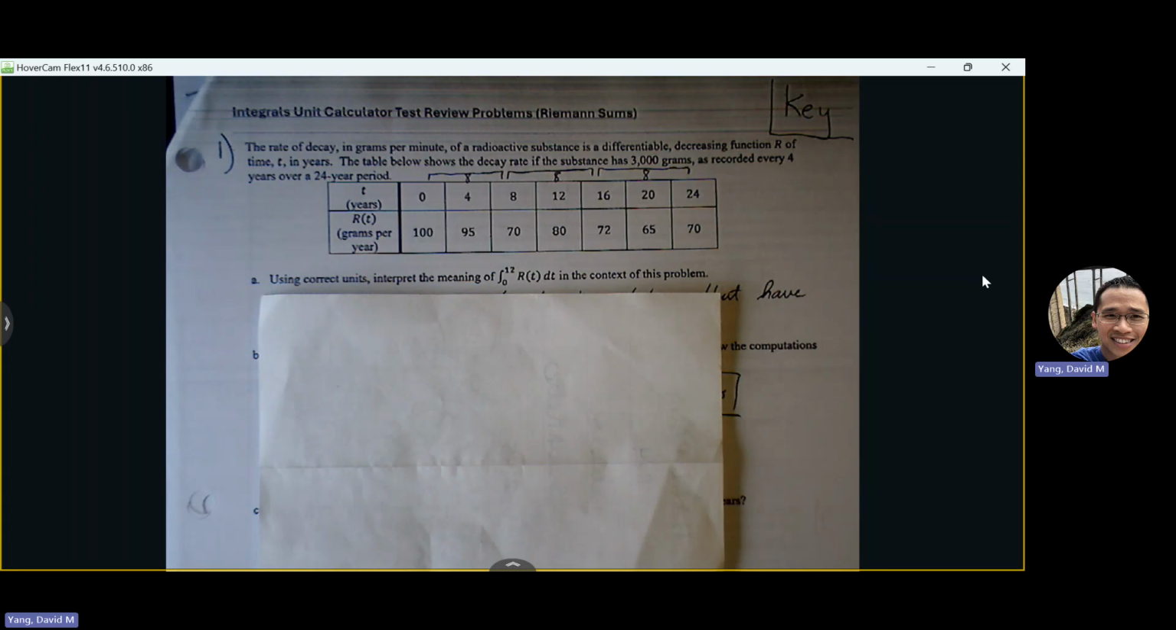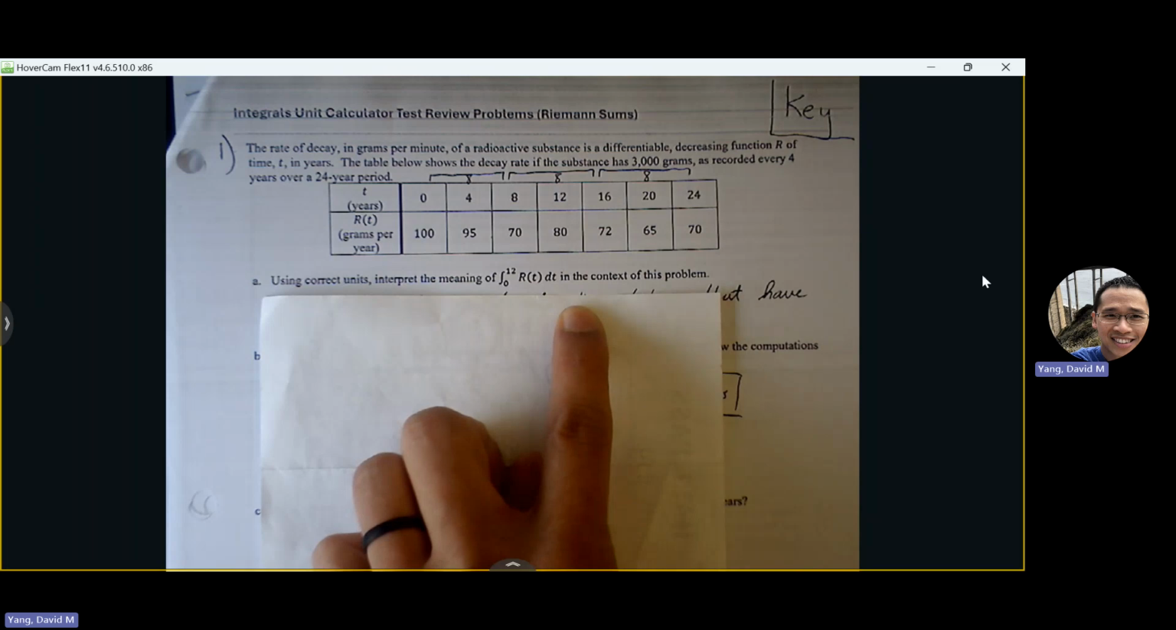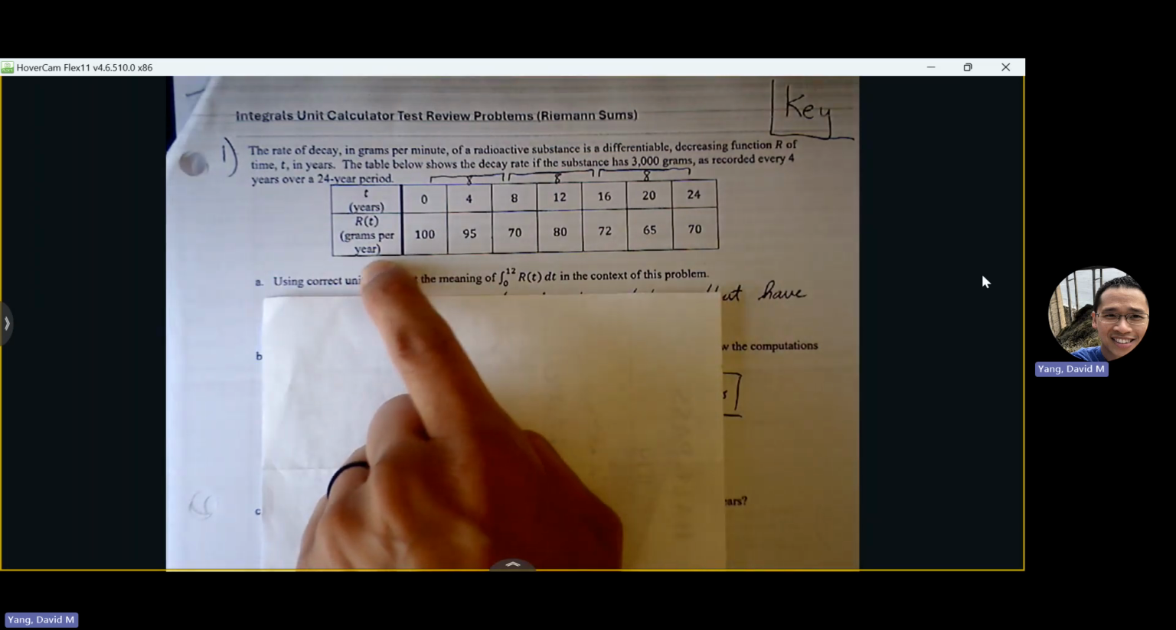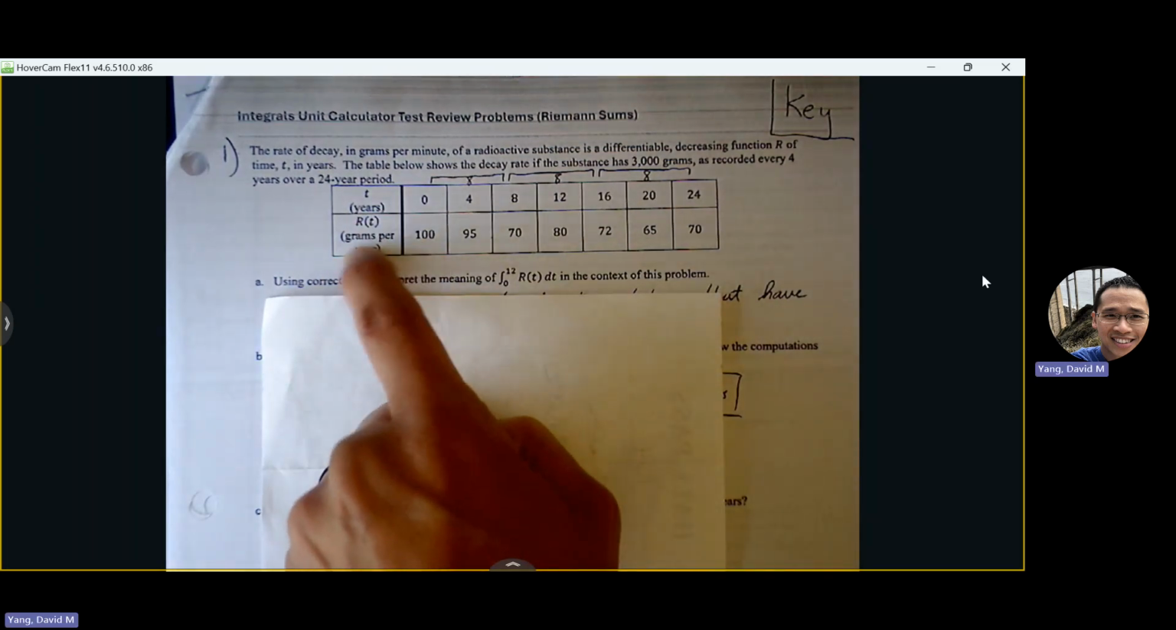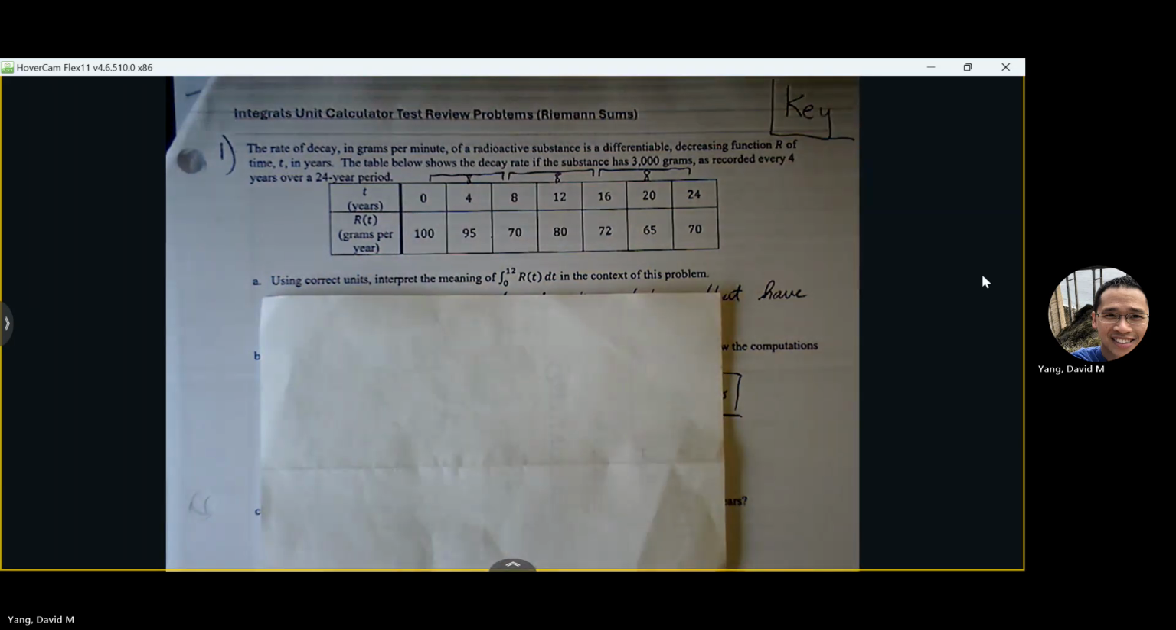So part A, it says, using correct units, interpret the meaning of the integral from 0 to 12 of R of t dt in the context of this problem. Now, we know that there's going to be some transformation going on here, right? So if we're accumulating all these grams per year, what's going to happen if we were to take the integral of that? What are we going to accumulate, and what is our units going to be now? Will it stay as grams per year? It'll turn into what?